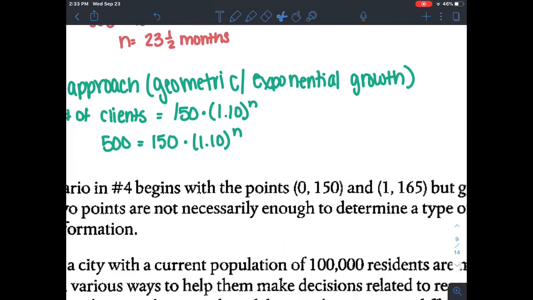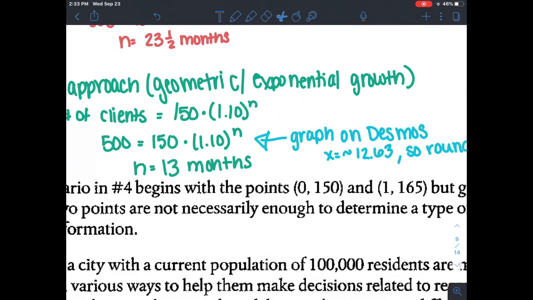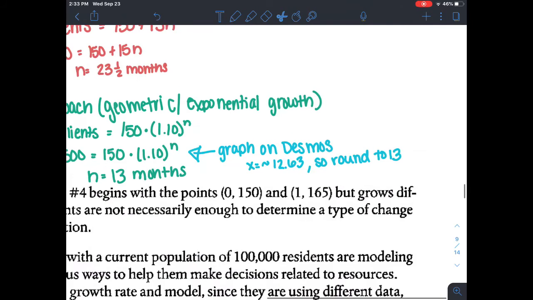I'm going to graph this on Desmos to solve, and X will equal around 12.63, so I just rounded to 13 months. So for this one, 10% growth will get more customers quicker. It'll get 500 customers in 13 months versus the arithmetic approach of 15 new customers a month at 23 and a half months.